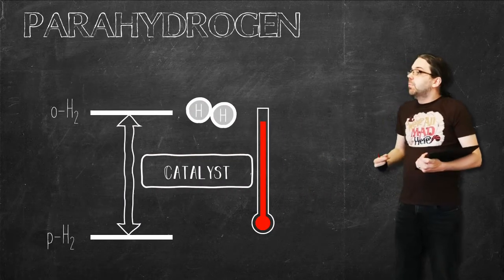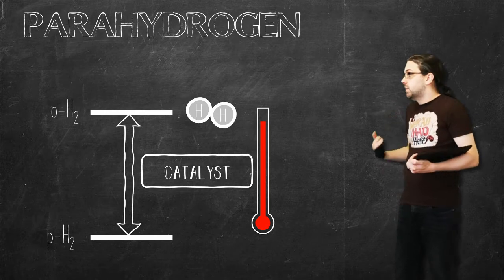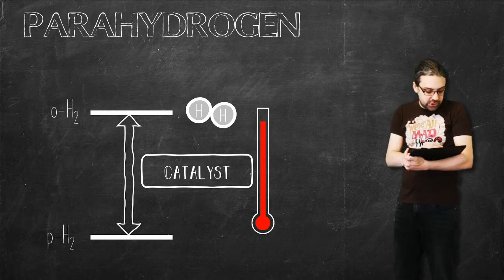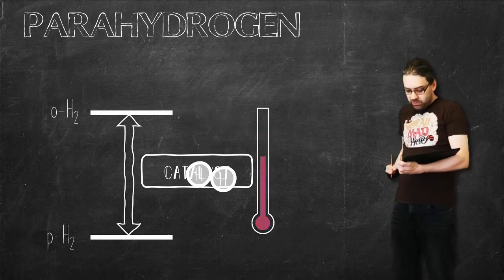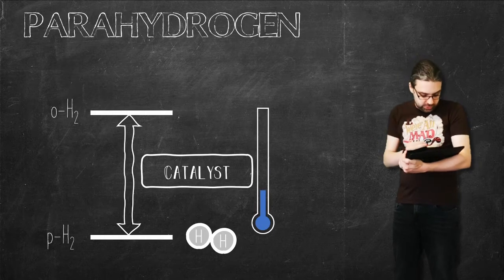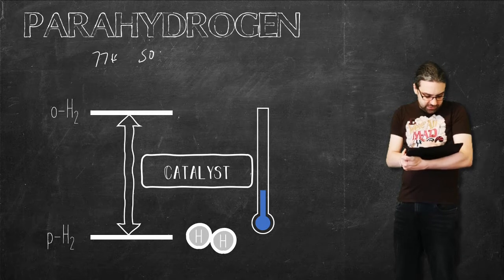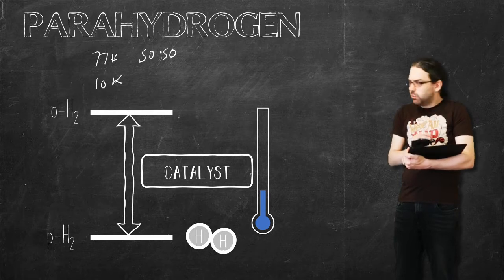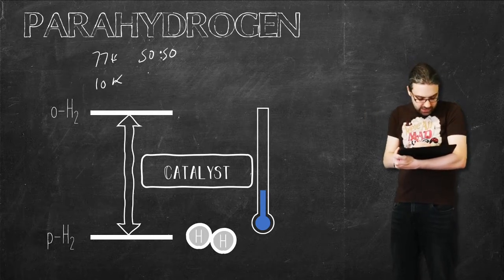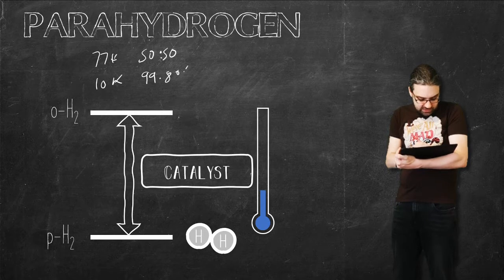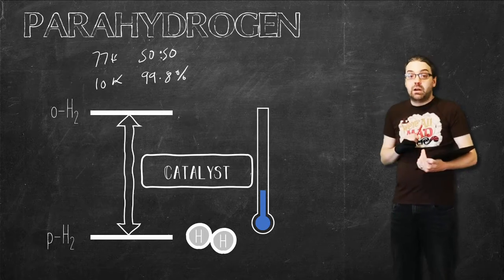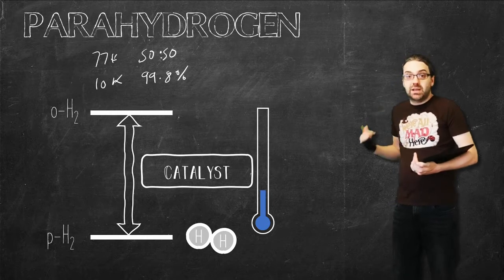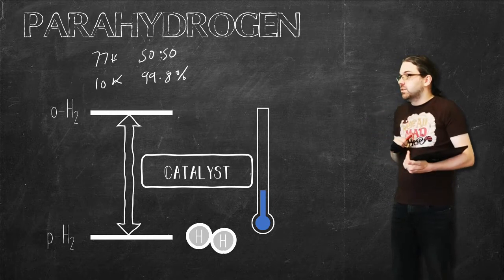So how are we going to make parahydrogen? Well, we just cool it down in the presence of a catalyst. At room temperature, we've got that 1:3 ratio of para to ortho. If we chill it down in front of a catalyst, everything's going to become parahydrogen. At about liquid nitrogen temperatures, that's about 77 Kelvin, it's about 50-50. At about 10 Kelvin, it's about liquid helium temperatures, a few degrees above absolute zero. It's about 99.8% or so parahydrogen. So this is a really enriched mixture of one spin isomer and very little of the other.